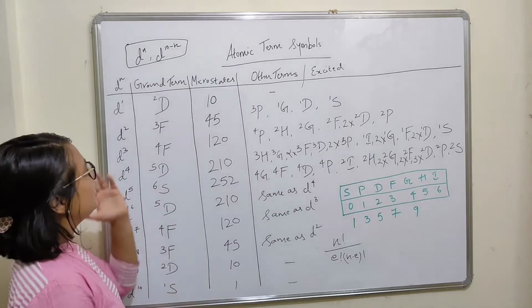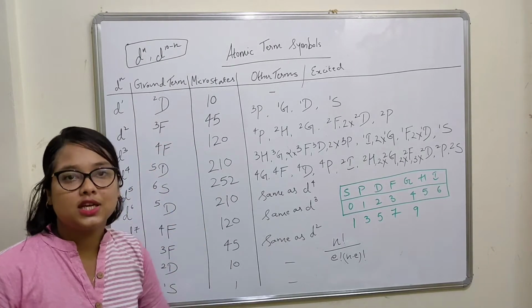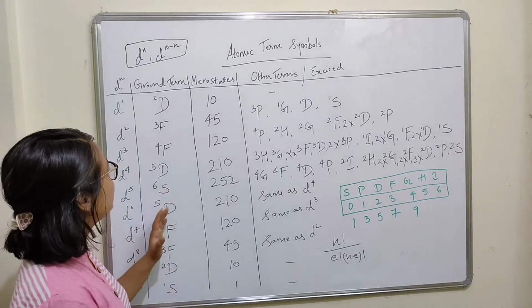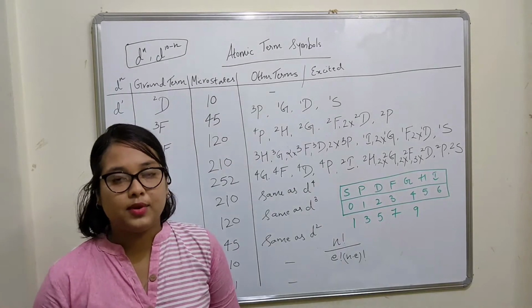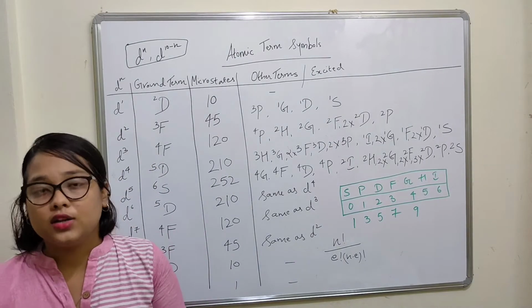Suppose you are given data wherein the term symbols are given to you. You do not know the configuration. Consider this example: you do not know if it is D1, D2 or D3.